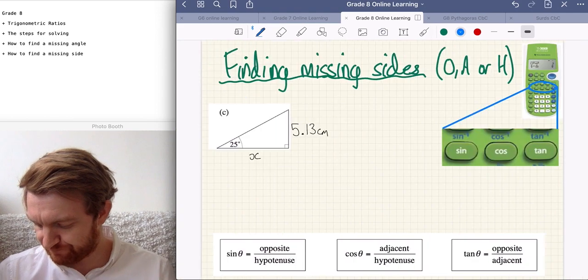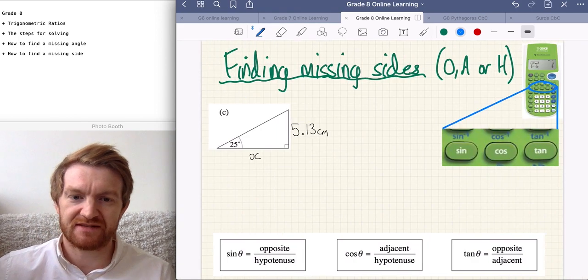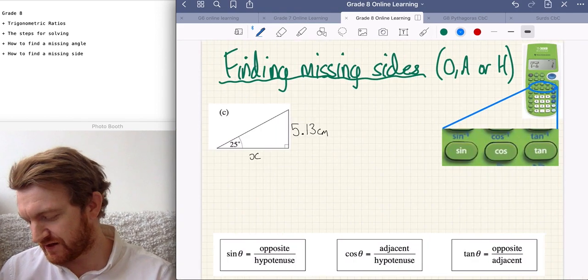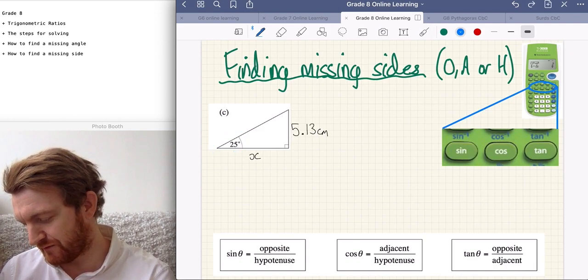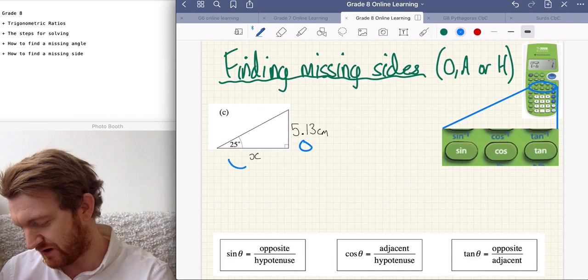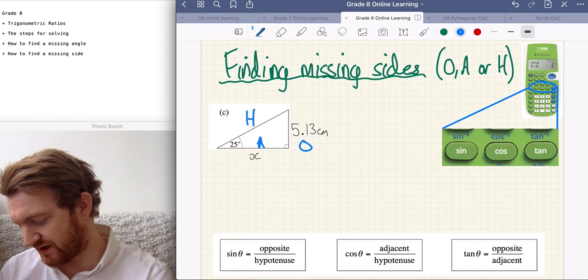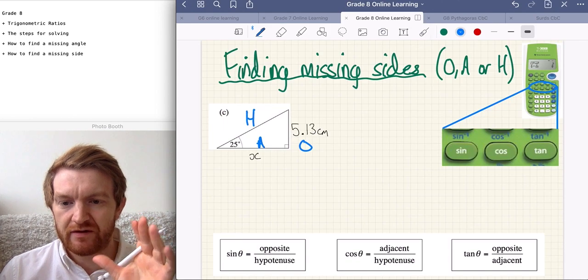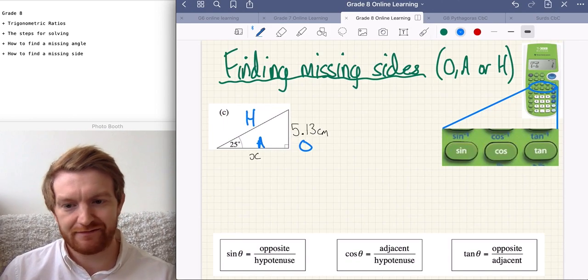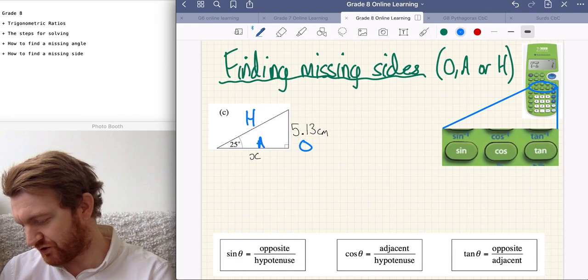Let's try one more. This time with some decimals. Okay, first step, label. So we've got our angle here. We're looking opposite for the 5.13. We look next to for the adjacent, and the longest side is the hypotenuse. Notice even though it's x and we've got a variable, we still label it as A for adjacent, not A for a variable.